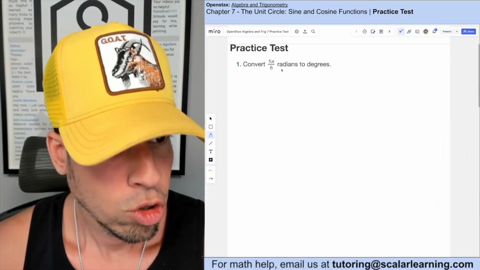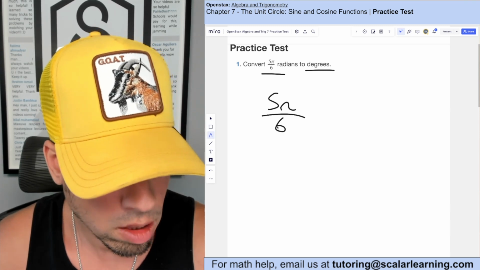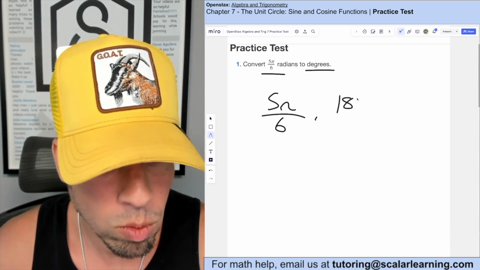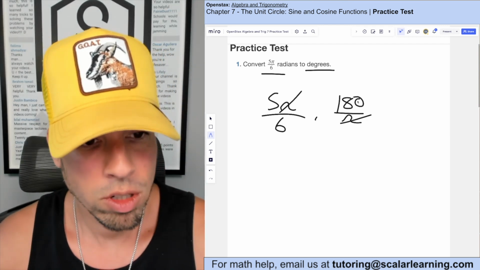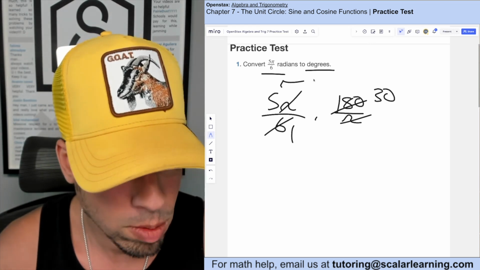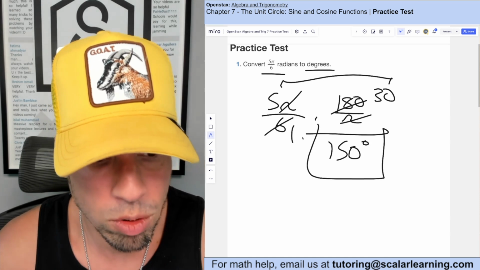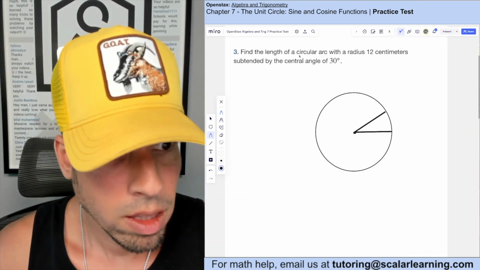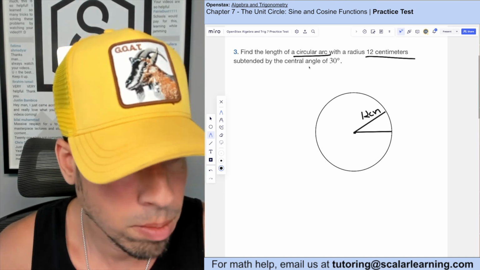Let's do it. So here we're converting radians to degrees, and when we do that, you take the measure in radians and you multiply by 180 over pi. Now the pi's cancel out, and you can divide 180 and 6 by 6, so that's 1 and that's 30. Last but not least, multiply those together, and we get 150 degrees. Boom, done.